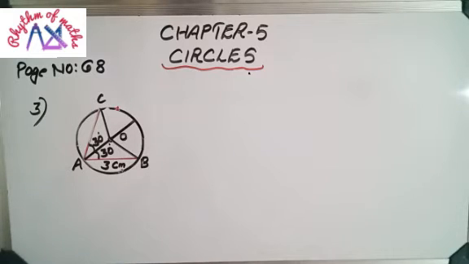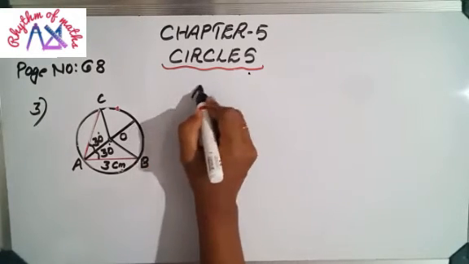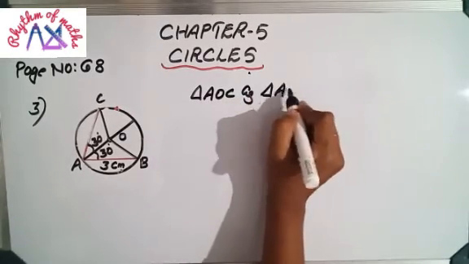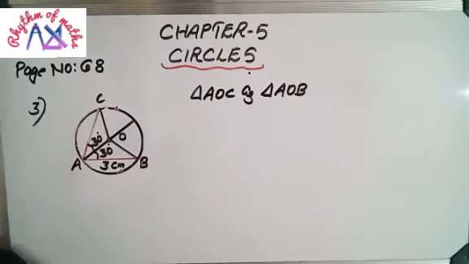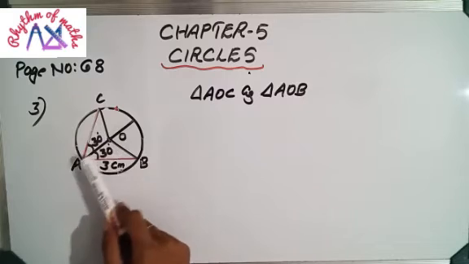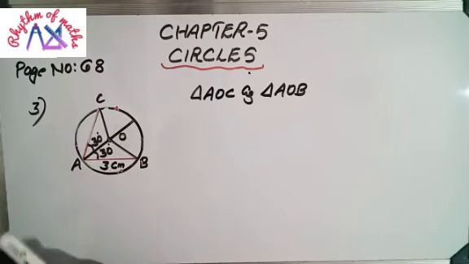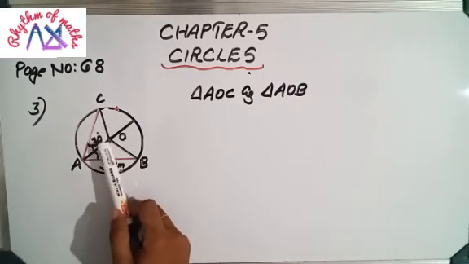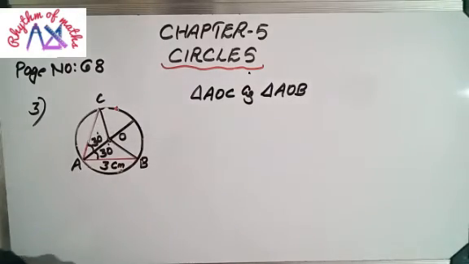Okay, two triangles. The first is triangle AOC, and the second is triangle AOB. Can you see any speciality in these two triangles? For triangle AOB, AO and BO are equal because they are radii. That means it is an isosceles triangle. Triangle AOC, AO and CO are also radii, so that is also an isosceles triangle.